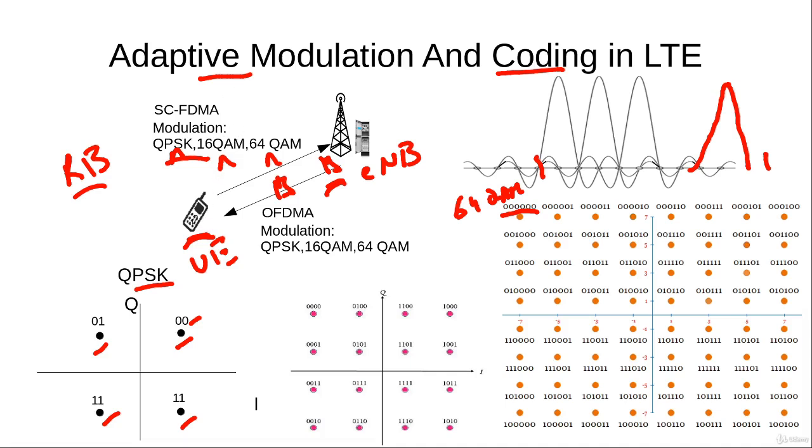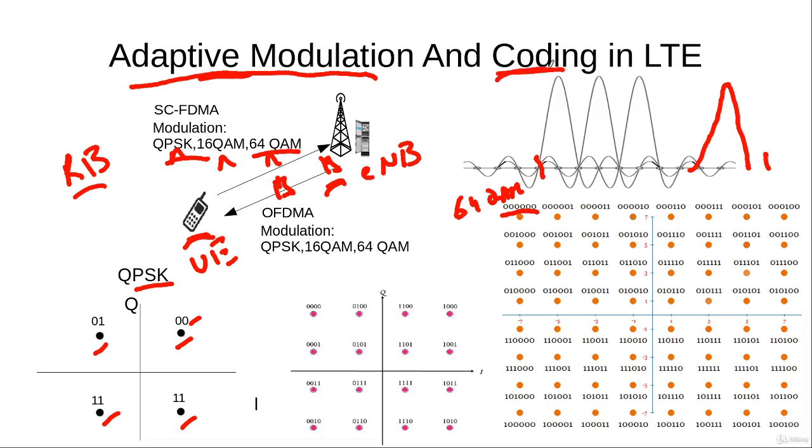So the data rate is varied as a function of the channel conditions, and we try to take benefit of good channel conditions by using a higher modulation scheme, that is, sending more data in the same frequency bandwidth or in the same number of resource blocks. And so this is known as adaptive modulation, where we change the modulation as a function of the channel conditions to change the data rate.